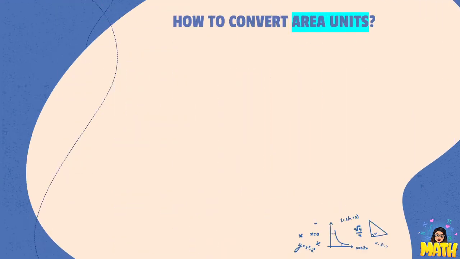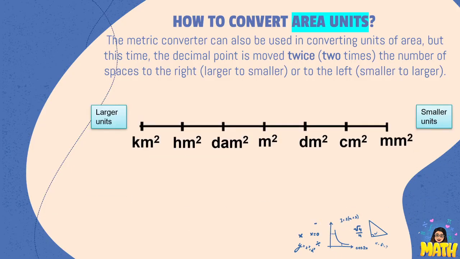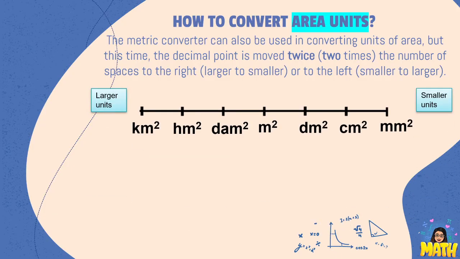How do we convert area units? So the metric converter can also be used in converting units of area, but this time the decimal point is moved twice the number of spaces to the right or to the left. So ganun pa rin, pero instead na isang beses lang natin i-count yung pag-move, ang gagawin natin is bibilangin natin yung i-move natin, and then we multiply it by 2. So let's have an example.